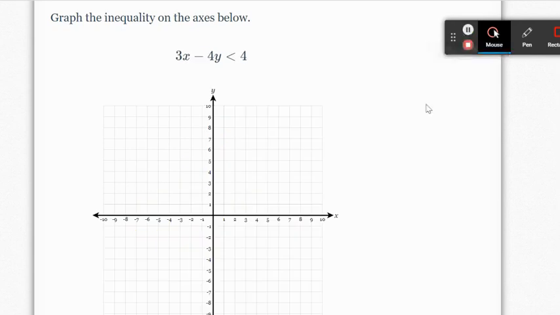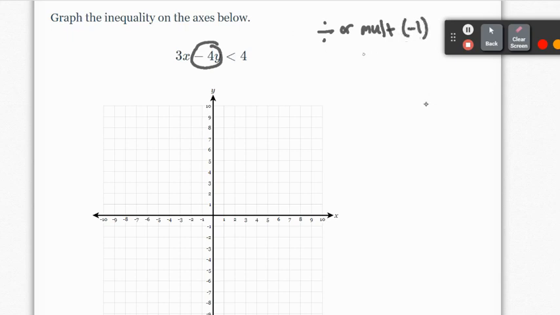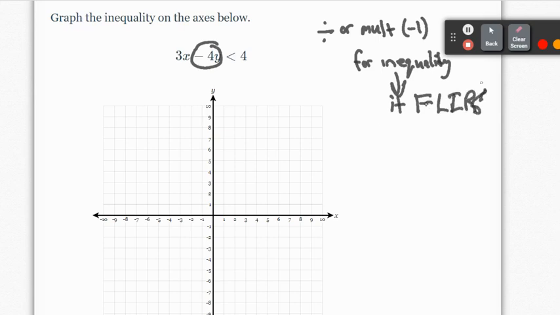And in this third example, what we have is another standard form expression, but this time we're going to have a negative division. Anytime, it's just a background rule, anytime you divide or multiply by a negative for an inequality, the inequality flips. Oops, I was supposed to say flips.